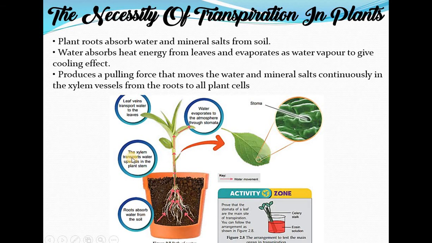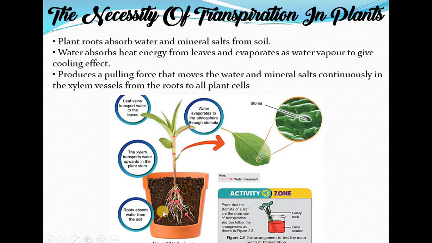Okay, these are the list of the necessity of transpiration in plant, or why transpiration is required in plants. So let's go to this diagram. What we can see here is the process of transpiration. Starting from the roots, roots absorb water from the soil. The water diffuses into the roots of the plant. By what process? Do you still remember? By osmosis.